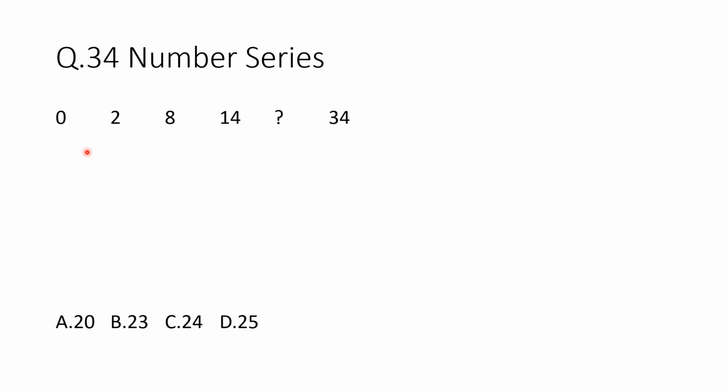Okay, let's see. This is 0, 2, 8, 14, then a question mark and then 34. Let's see. Apparently तो कोई squares नहीं दिख रहे हैं यहाँ पे, और cubes भी नहीं दिख रहे हैं. Let's try to find out what may be the answer here. The obvious choice is we will try to find the differences. Let's see that. It is plus 2, plus 6, plus 6.